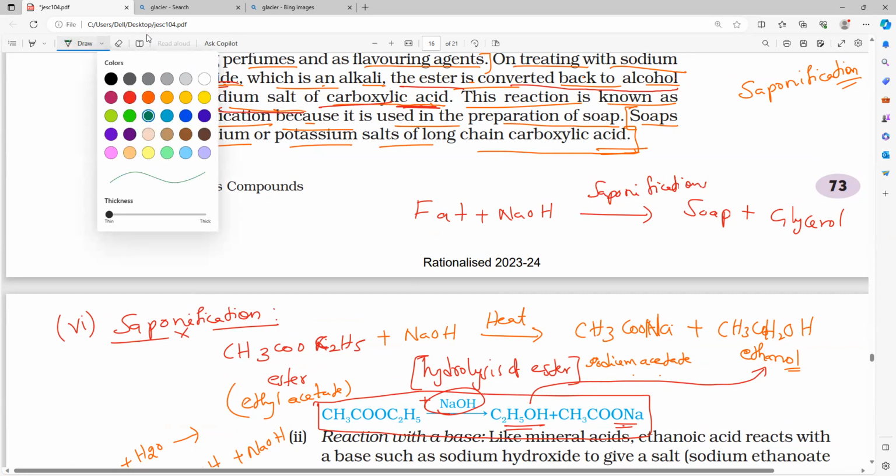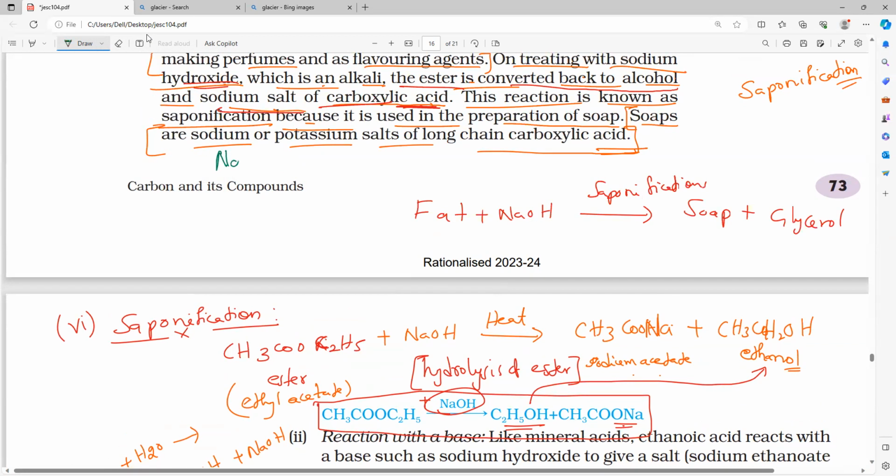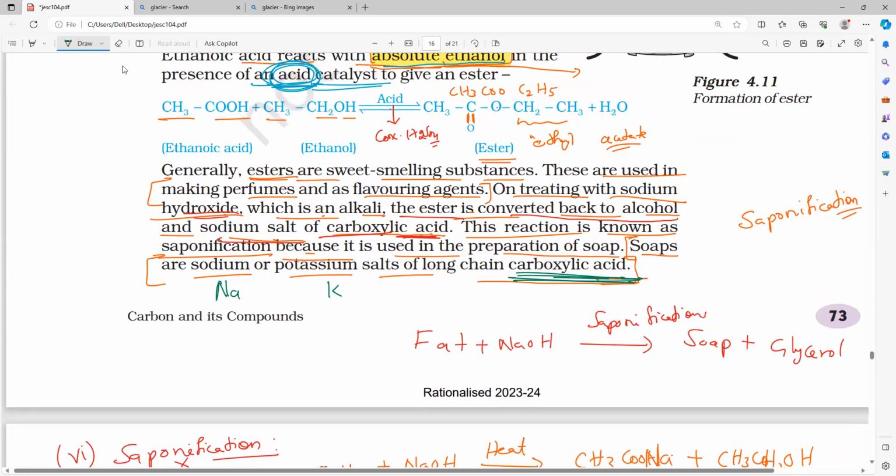Soaps are basically salts of sodium. Sodium means Na, potassium means K. Salts of long chain carboxylic acids. Note that, very, very important. Fat reacting with sodium hydroxide. On treating with sodium hydroxide, what will happen? The ester is converted back to alcohol and sodium salt of carboxylic acid.